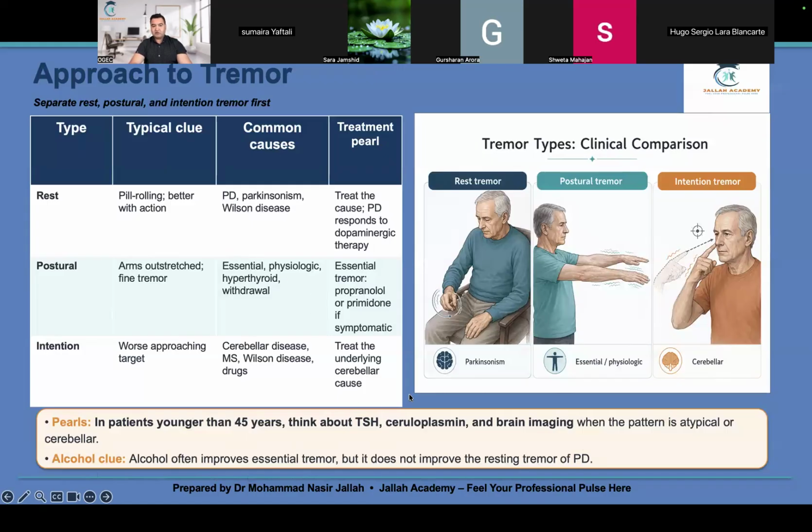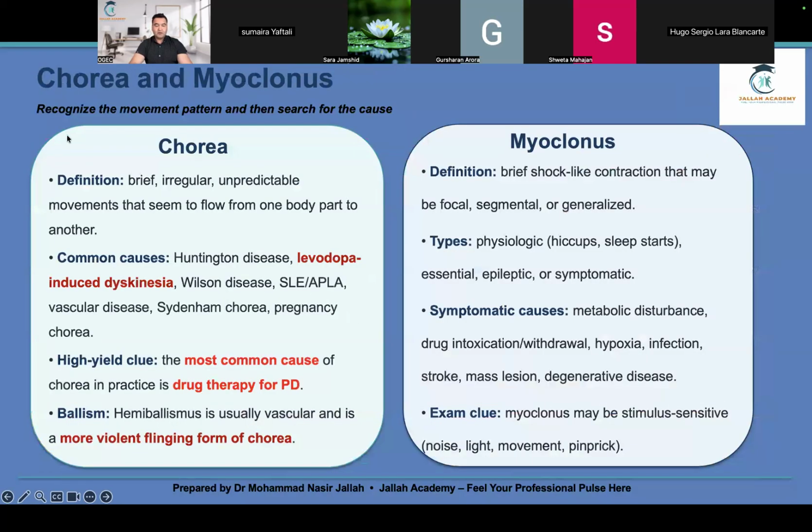So for the postural, it will help. But we don't recommend our patient to go drink alcohol, okay? It is supportive if the patient says that, oh yeah, when I drink alcohol, it gets better. So we know what type of tremor we are dealing with, okay? Now, chorea and myoclonus.